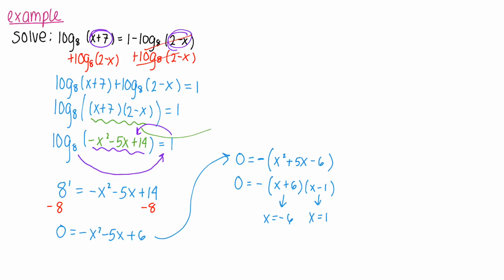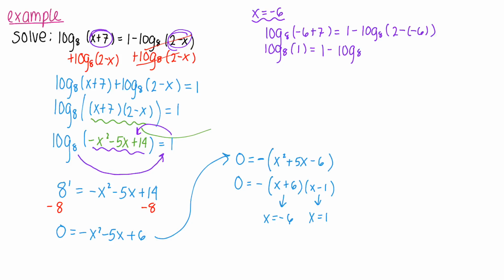So let's start with negative 6. So we would have log base 8 of negative 6 plus 7 equals 1 minus log base 8 of 2 minus negative 6. So this would be log base 8 of 1 equals 1 minus log base 8 of, this will be 2 plus 6, which is 8. And both of these numbers on the inside are positive, which means that negative 6 is an answer.